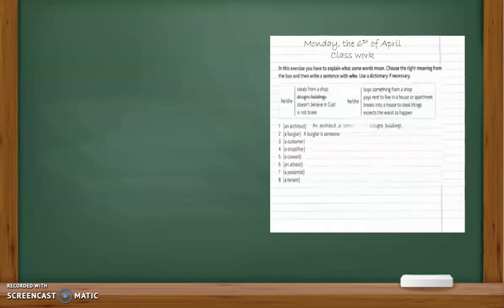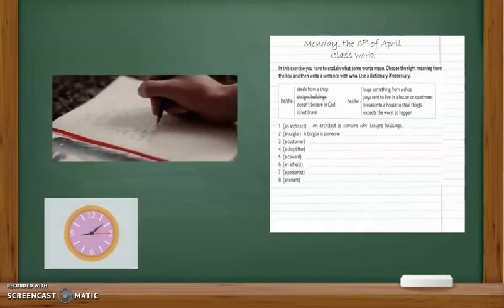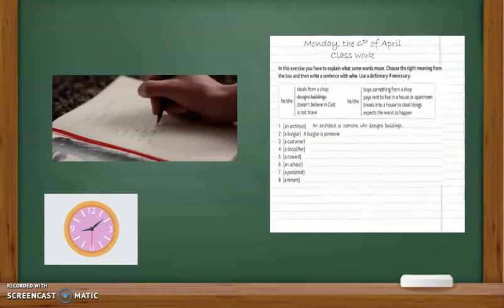Great! Now I want you to open your copybooks and write the date. Then do the following task. Let's read. In this exercise, you have to explain what some words mean. Choose the right meaning from the box and then write a sentence with who. Use a dictionary if necessary. So the first sentence is, an architect is someone who designs buildings. For this task, you have 10 minutes. Let's start.